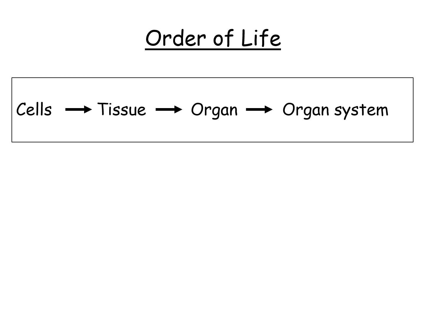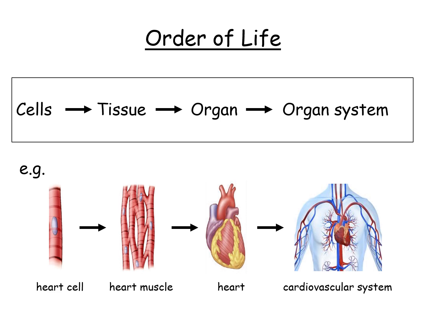And we can see this illustrated here in the heart. Heart cells join together, and that forms heart muscle. And in this instance, heart muscle is the tissue. The heart muscle then joins together to become the heart. And finally, the heart works with different parts of the body to form what we know as the cardiovascular system.